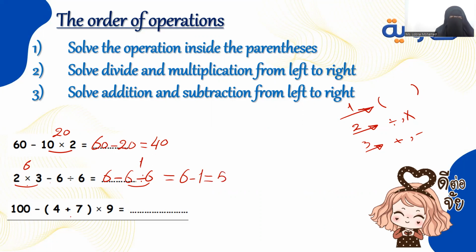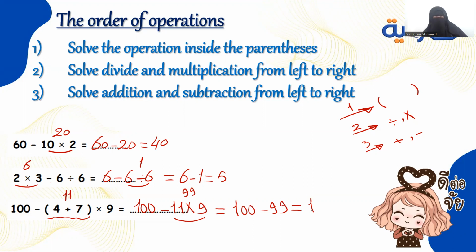The last one. Oh, we have parentheses here. So you have to solve the operation inside it. So 4 plus 7 is gonna be 11. Now we have what? We have 100 minus 11 times 9. We have now times and subtraction. We start with which one of them? We have to start with the times. It's stronger. 11 times 9 is gonna be 99. So we can say equals 100 minus 99, and it's gonna be 1. This is the final result.